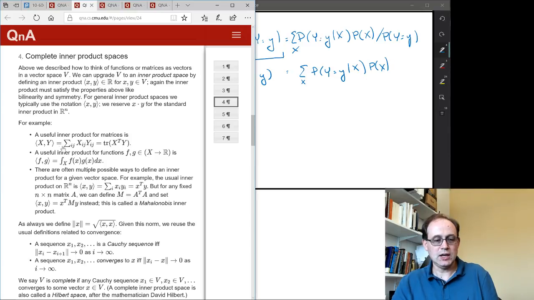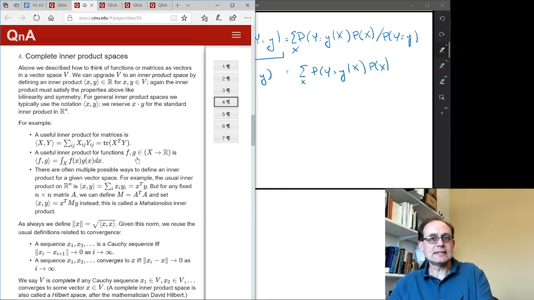So, for example, a useful dot product for matrices is more or less like the dot product for vectors. You just string out the matrices as vectors and you take the dot product of those vectors. And you can write that this way as the trace of x transpose y. A useful inner product for functions is you take the integral of the product of the functions over, let's say, the entire real line. And we'll see other useful inner products for function spaces as well, but that's a good one to keep in mind because it's simple to think about.